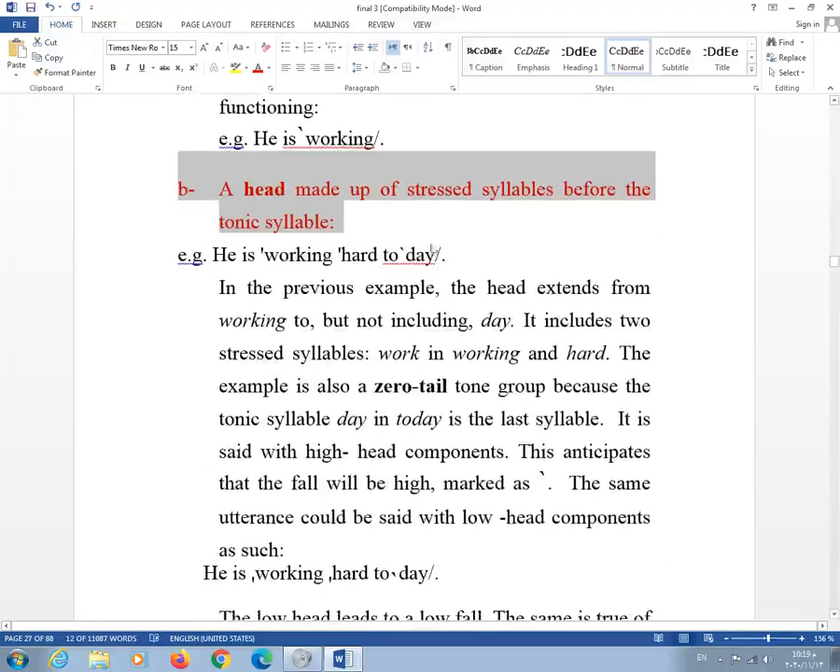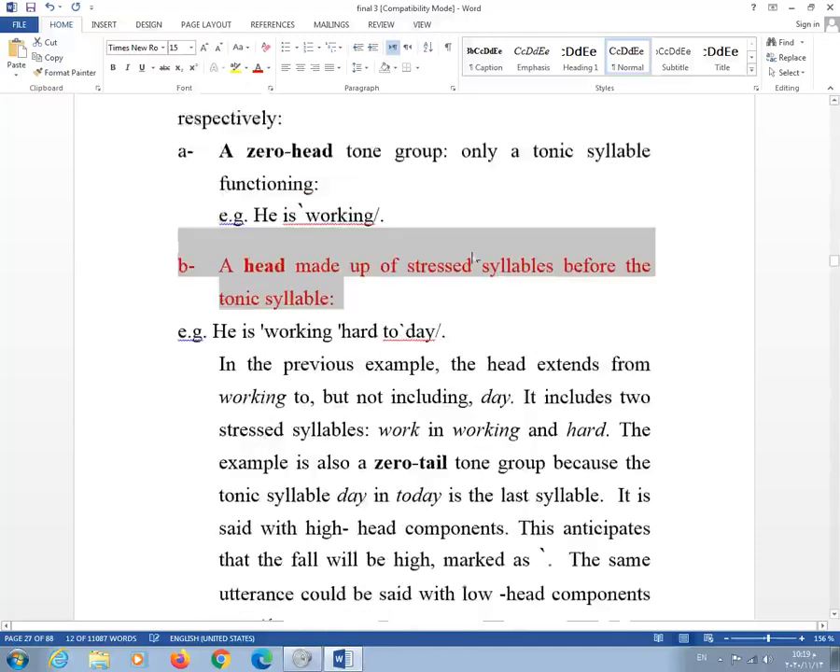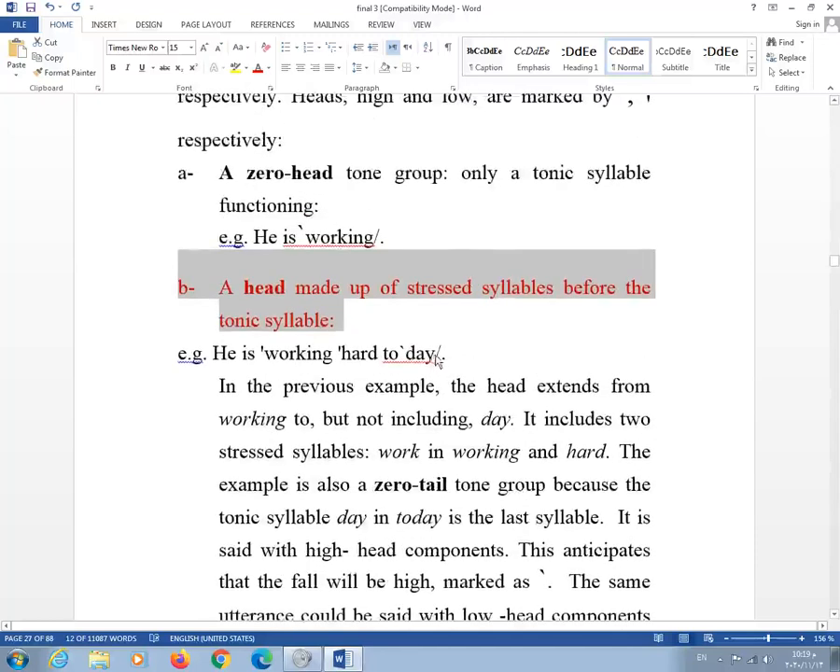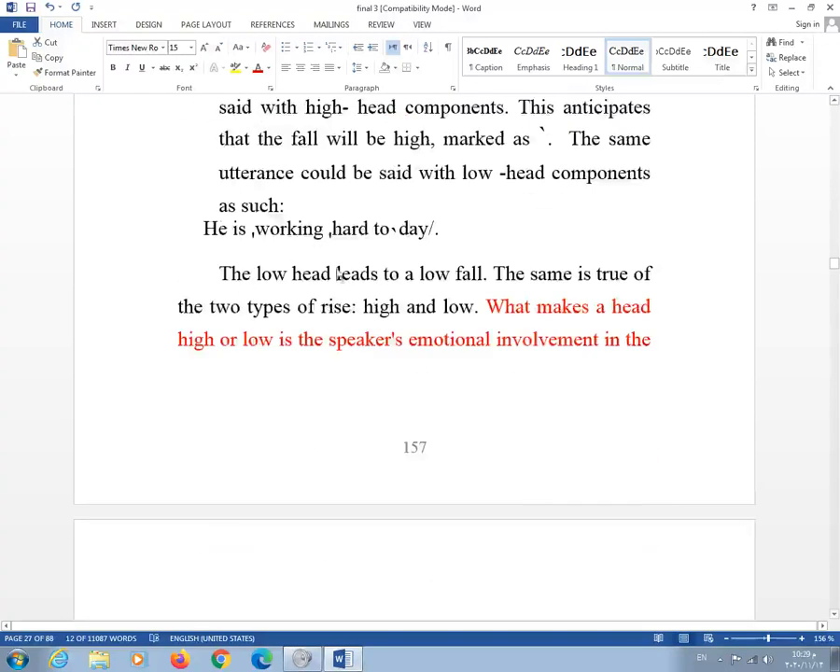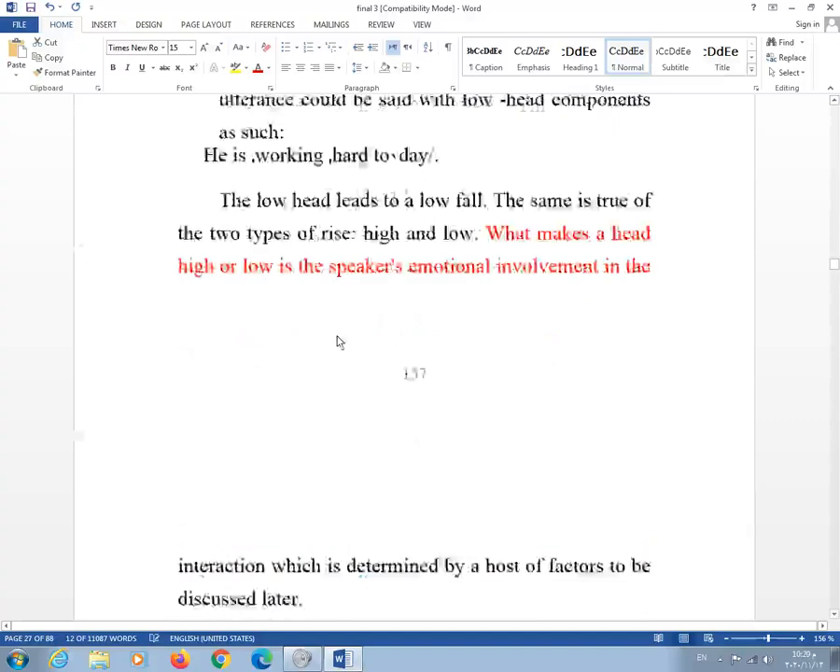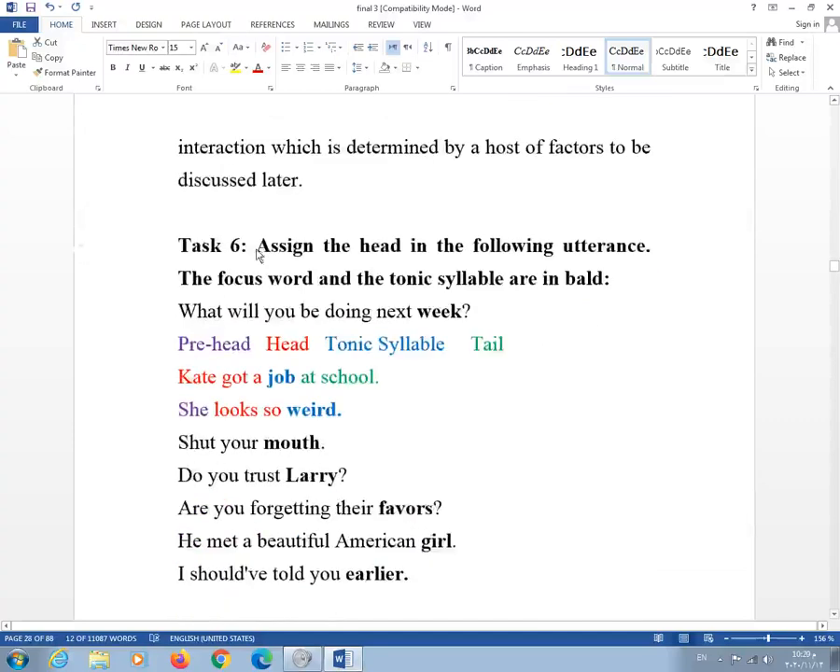Okay, and as you see, this tone group has no tail. There's nothing to follow. Day, which is the tonic syllable, comes last. So there is no tail. It's a zero tail tone group. We talked about high head and low head and how it's related to excitement and the degree of fall or the degree of rise, as we're going to see.